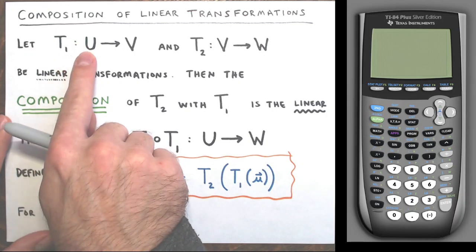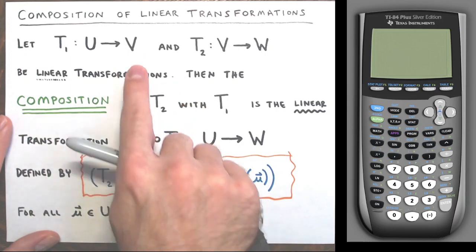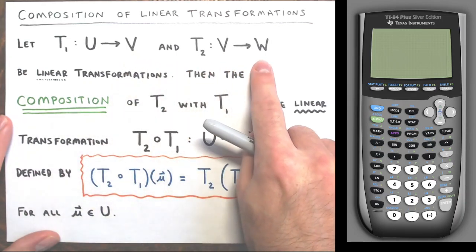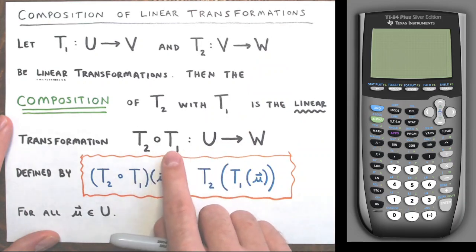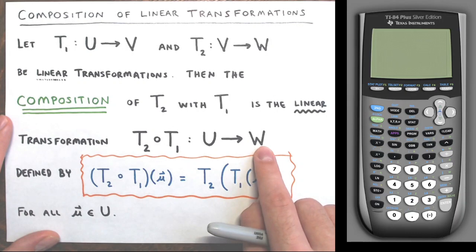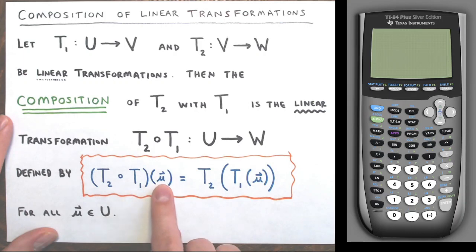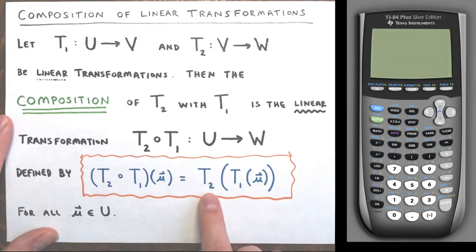Go through that first: take a vector from U, take me to a vector in V, and then we're going to take that vector in V and go through transformation T2, which will take that vector from V and output me a vector in W. That's why my input is coming from U in this composition and the output is coming from W. And the rule that defines a composition is that T2 composed with T1 takes a vector u from U, and the output is the value of T2 at T1 of u.